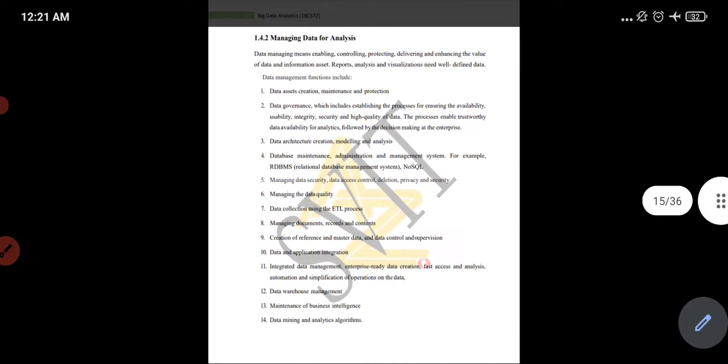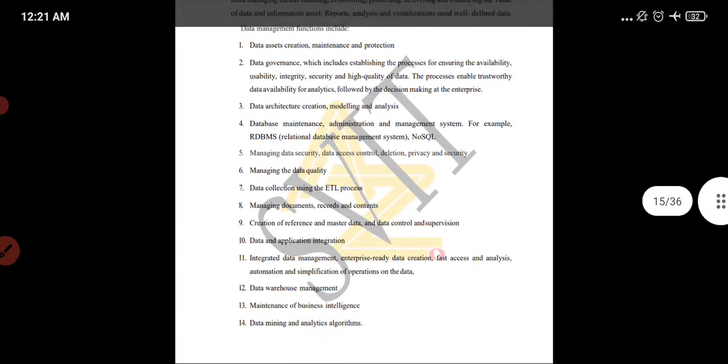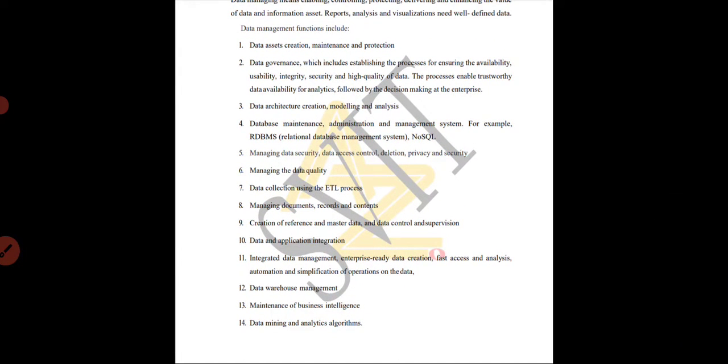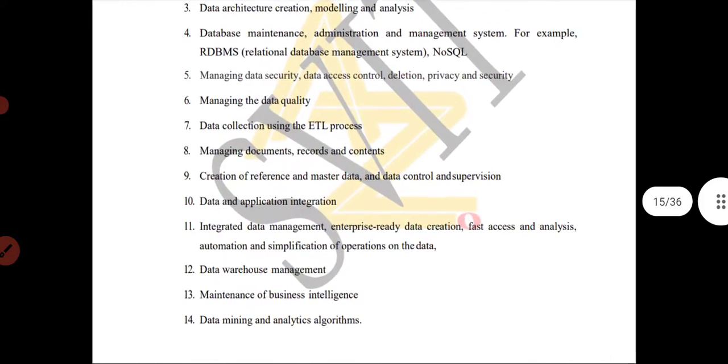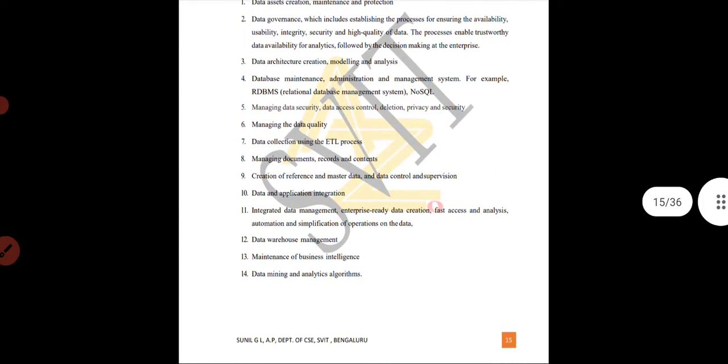So now, data asset creation. From point 1 here you have data asset creation, data governance, data architecture creation, and maintenance. Maintaining the database is very important, and data security is also important, along with managing the data quality and data collection. These are all the various steps involved. Consider that as a data management function.